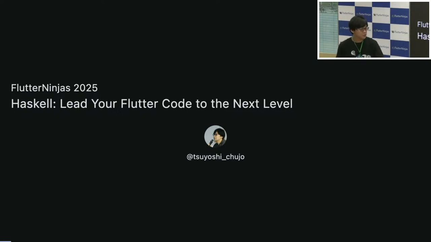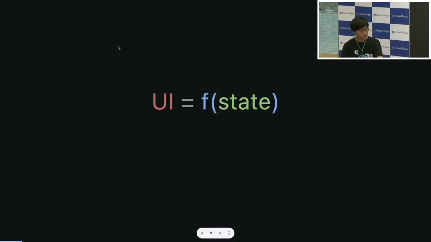Okay, so I'm Tsuyoshi Chujo. I'm a freelancer in Japan, and I'll talk about Haskell. Before talking about Haskell, do you know this expression, UI equals f of state? Who knows this one? Half, maybe? Okay, thank you.